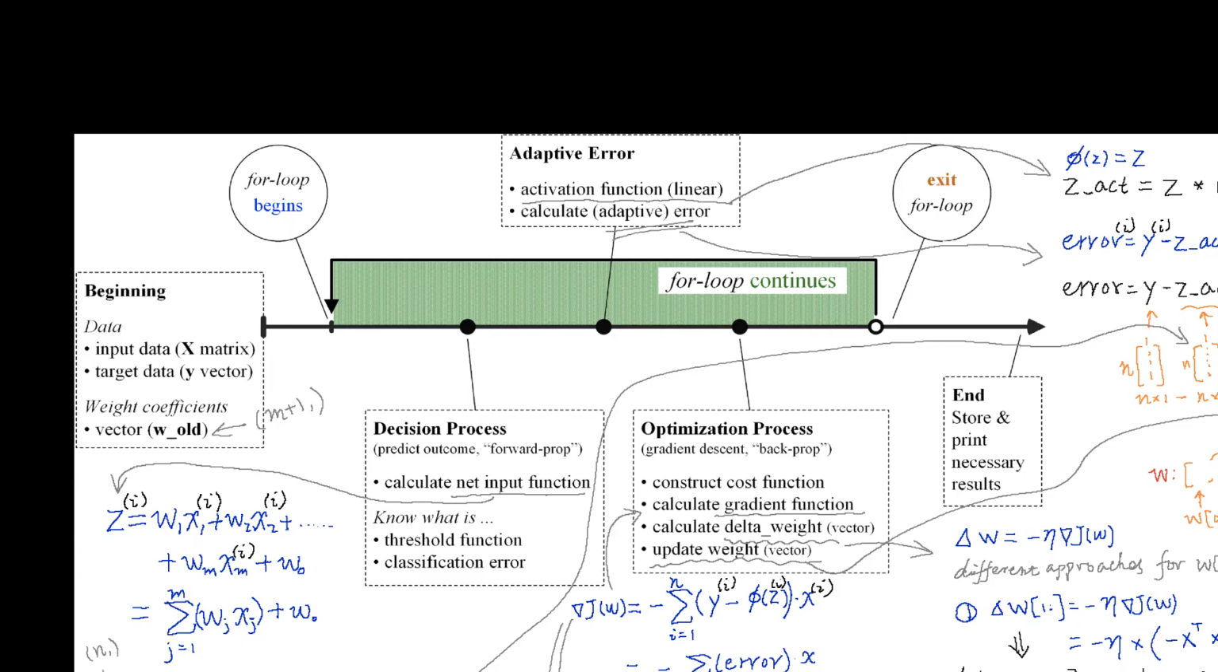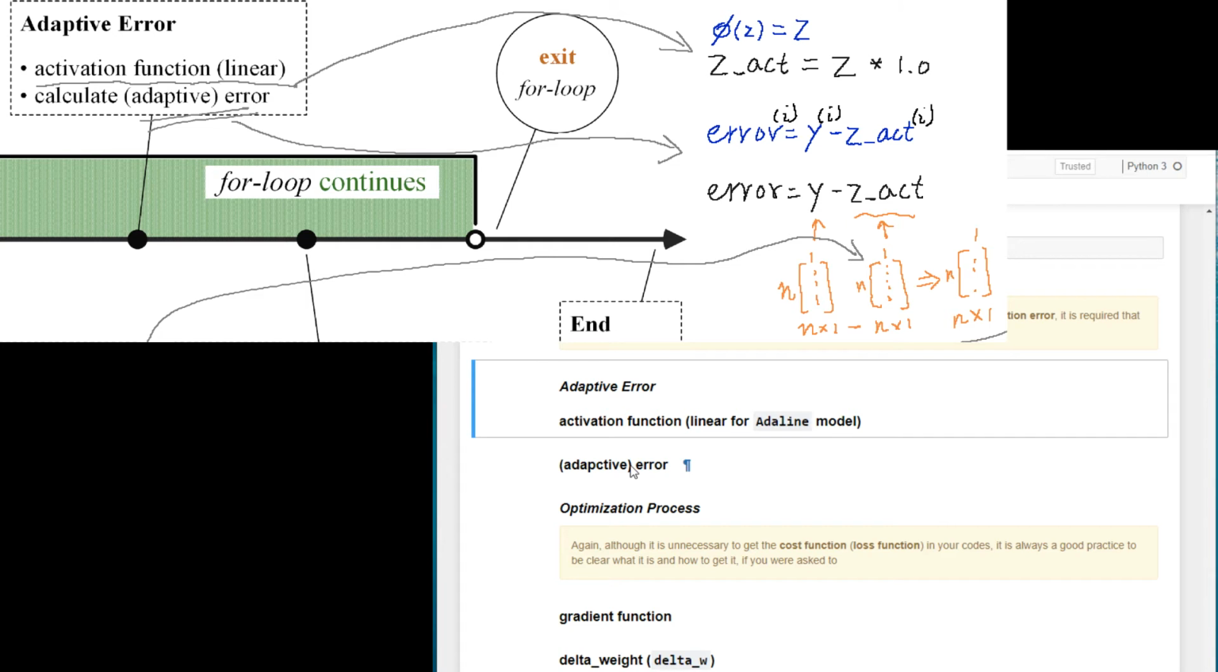The next process here is to calculate the error, or the adaptive error. Now, because of the linear activation, error is not exactly the prediction error anymore. It is the adaptive version. That's why the model is called adaptive perceptron model, or Adaline. To get the adaptive error, you will first need to implement the activation function here.